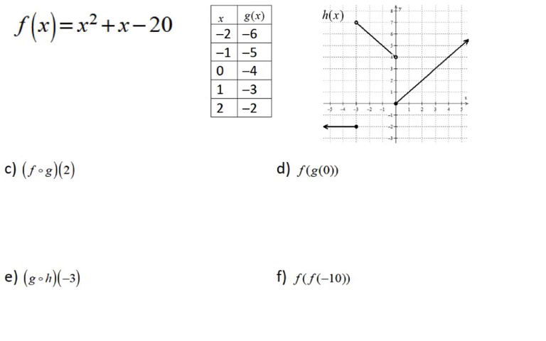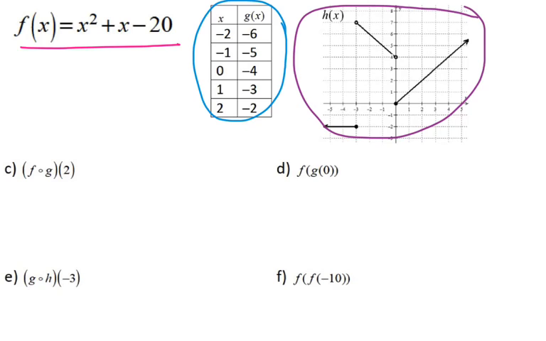For C through F, we're now working with the composition of functions. So we're still working with the same functions. We have our f of x, which is the equation. We have our g of x, which is the table. And we have h of x, which is the graph. So the composition means the output of one function becomes the input of the next function. The notation for the composition is the open circle. Or if you look at letter D, you have the function inside another function. So both of those denote the composition.